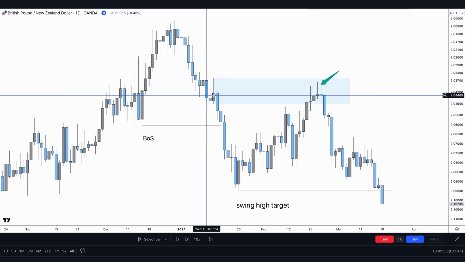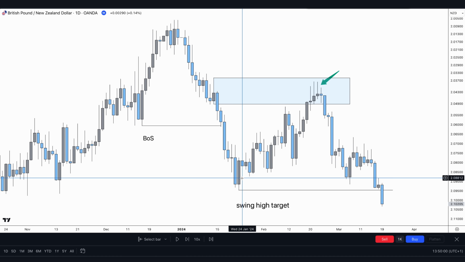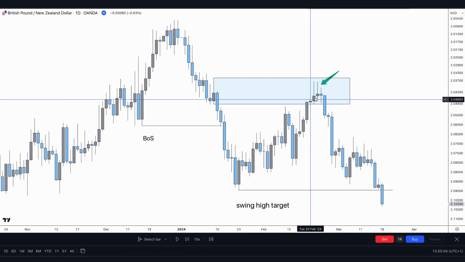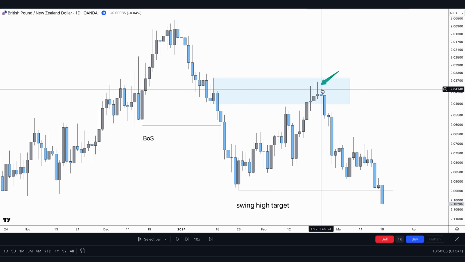Supply zones are completely the same, but the other way round. So if we were looking at a bearish market, we would see an area of consolidation before a large downward move with the concept that this is a premium price range. If the market gets up into here, traders will be happy to sell at a premium.